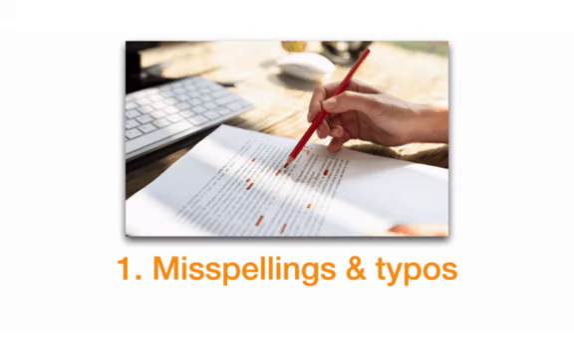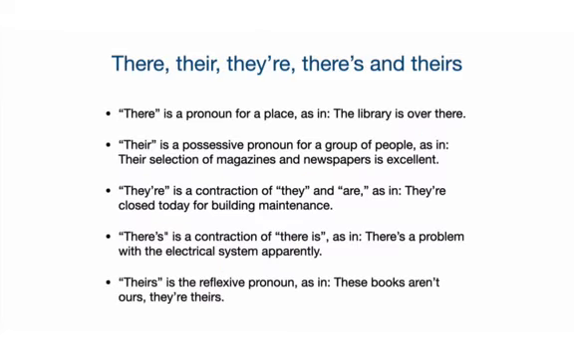1. Misspellings and typos. There, their, and they're. There is a pronoun for a place, as in, the library is over there. Their is a possessive pronoun for a group of people, as in, their selection of magazines and newspapers is excellent. They're is a contraction of they and are, as in, they're closed today for building maintenance.